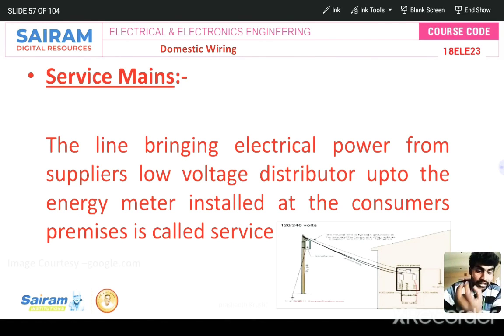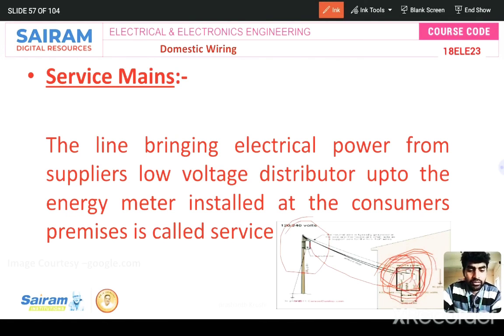I mean the line bringing electrical power from the supplier to the distributor up to the energy meter. See, from the pole to the energy meter, from the pole to the main board, right? Here there is a transformer, this is a pole, just to assume, and here there is a meter board or connection board. Till here we can call it power supply, and from here to here we can call it service mains.